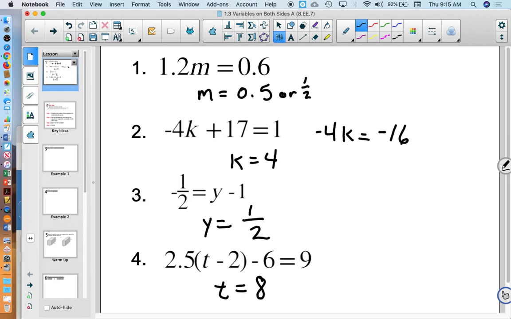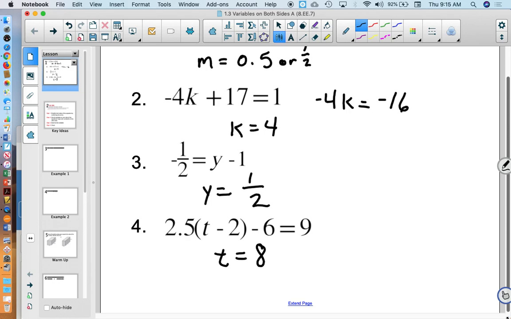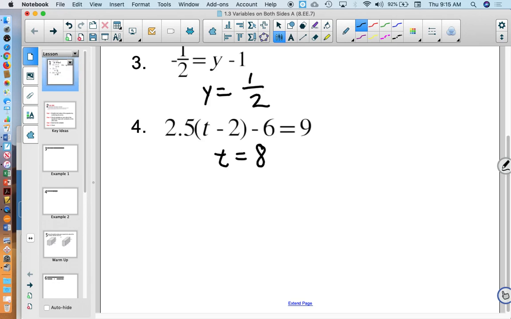Now, I know, because I'm watching, and I read nonverbal language, that number 4 kicks some kiddo's tail. Okay? So let's just look at number 4. What should I do first? This is kind of like the one that you had to explain how to do on number 2 on today's homework. So what do I have to be able to do first? Before I start moving things around, I have to do what first?